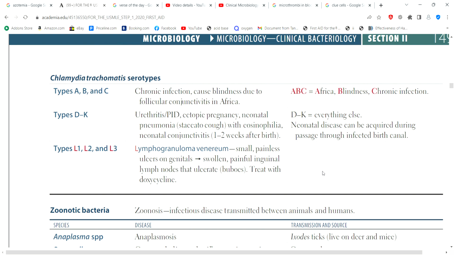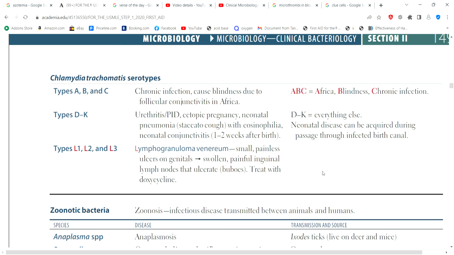neonatal conjunctivitis, 1 to 2 weeks after birth. So after the baby is born, 2 weeks later, the kid gets neonatal conjunctivitis. Remember, this one is caused by chlamydia types D through K. Neonatal disease can be acquired during passage through the infected birth canal.